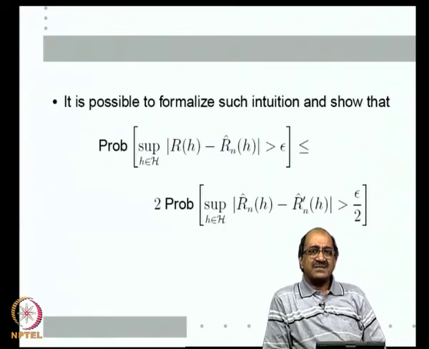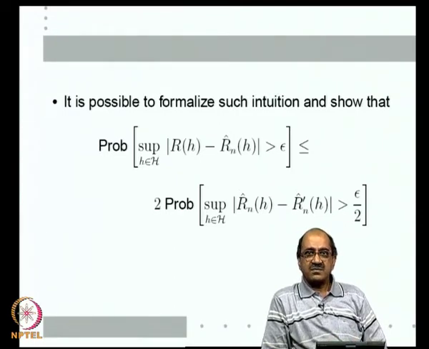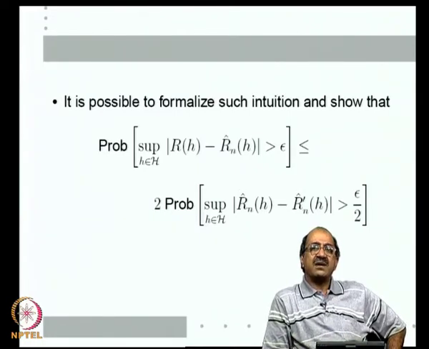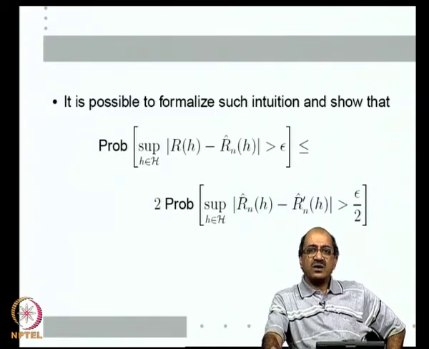Essentially, the idea is that if r hat n and r hat prime n are both epsilon close to R(h), then they can't differ by more than 2 epsilon. Similarly, if they are farther away than epsilon by 2, then it is possible for R(h) minus r hat n(h) to be greater than epsilon. While we are not proving it, because the proof is a little involved, I hope the basic idea of this inequality is fine. This is called the symmetrization argument.